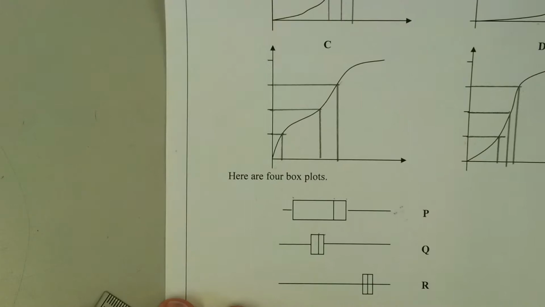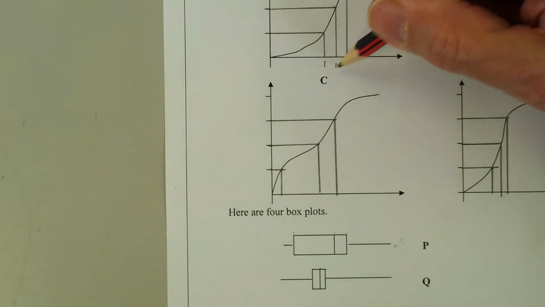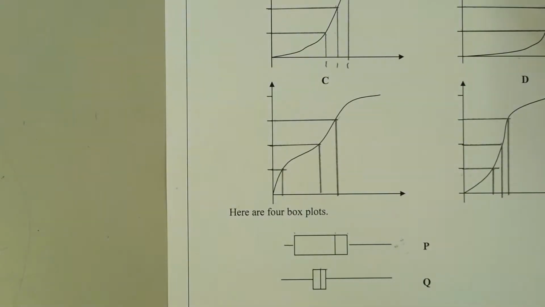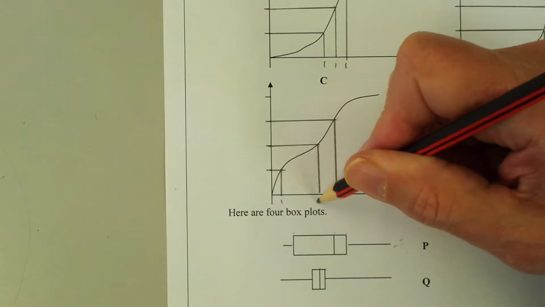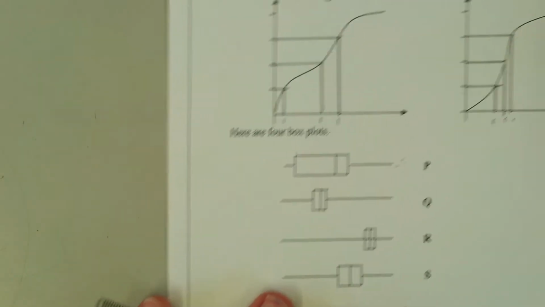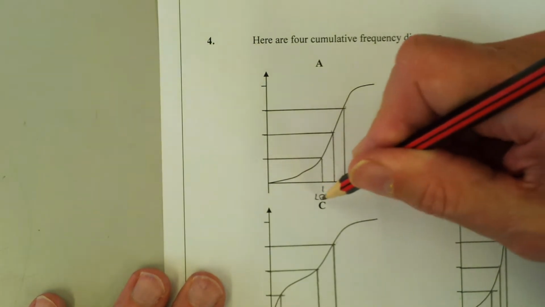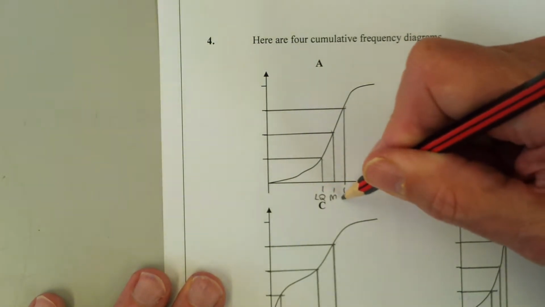Okay, now all we need to do is match the lines hitting this axis here with the box and whisker diagrams. As you can see, I'll show you from the first one. This is the low quartile, the median is the middle one, and the upper quartile there.